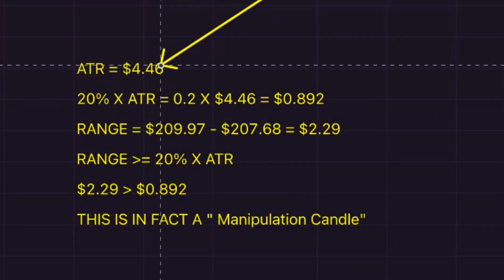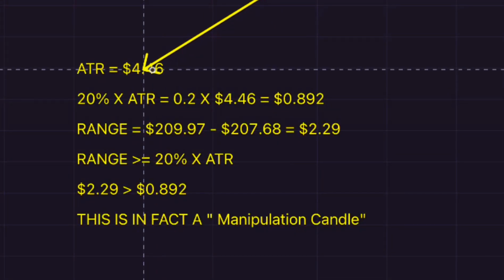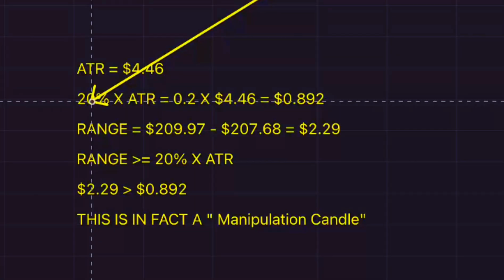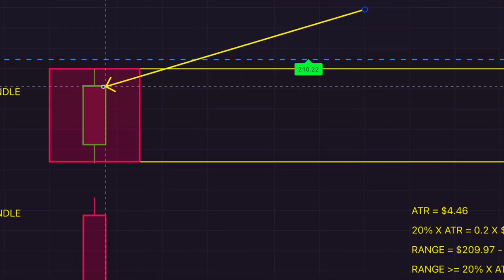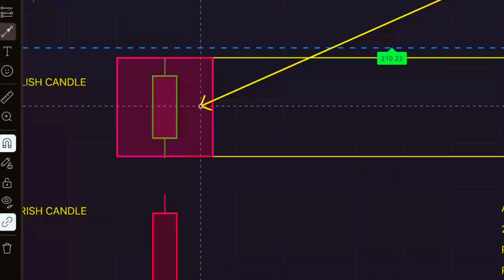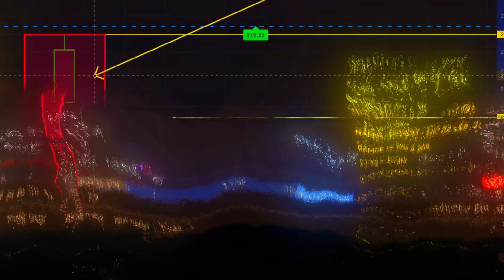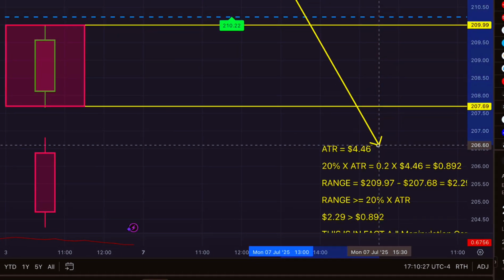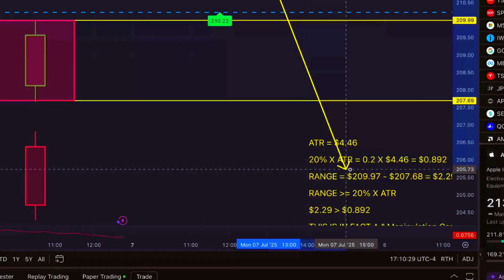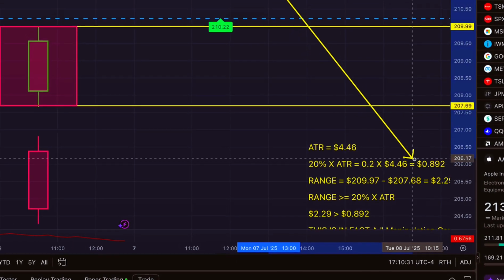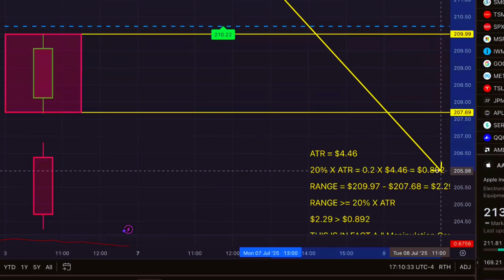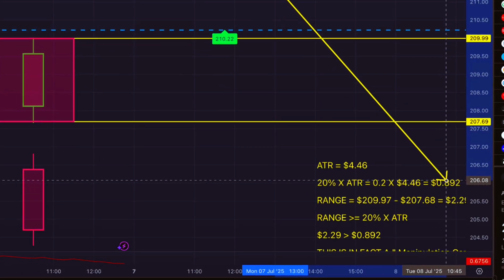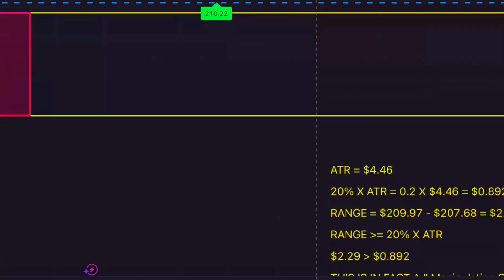What we're gonna do now is to multiply that number, the ATR, by 20%. If the size of our box candle is bigger than the number, I mean 20% times the ATR, that gives us this 0.892, that means it's a manipulation candle.